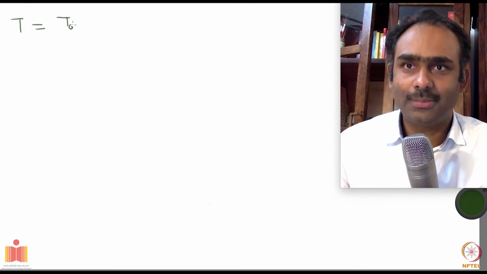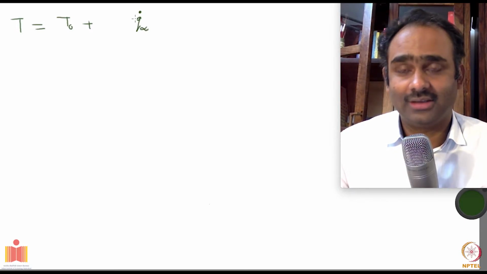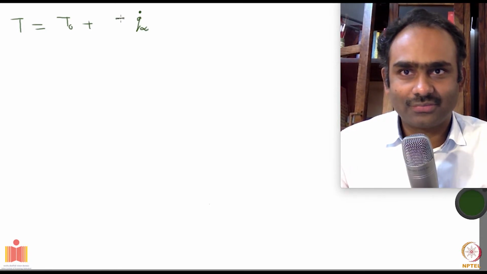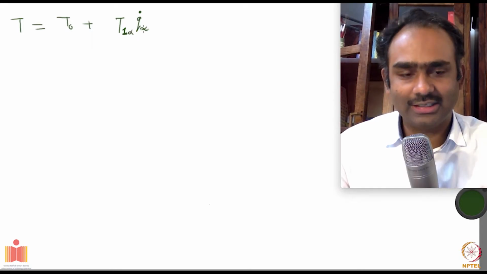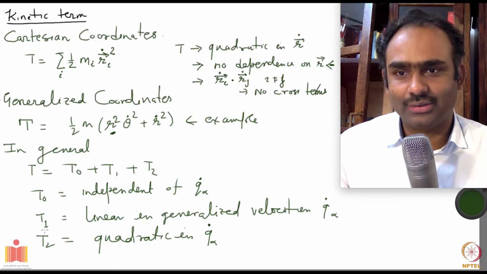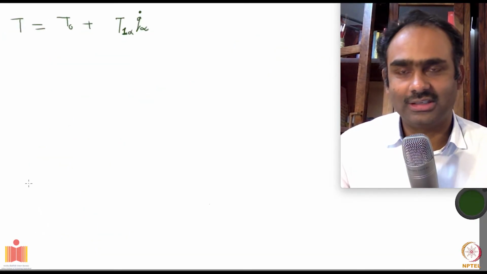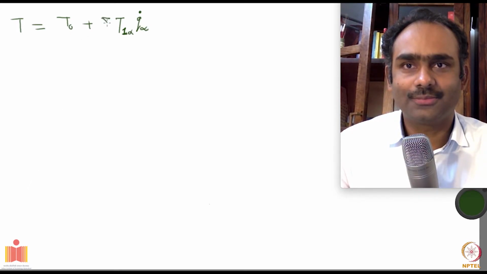form T0 plus T1, which I said would be linear in velocities, so T1 would have a form like q alpha dot times some coefficients or some functions. Let me call it T1 alpha. I distinguish this T1 alpha from T1 because T1 has no index and this one has. So it's not the same quantity. So you have T1 alpha and there'll be a sum over all the alpha.